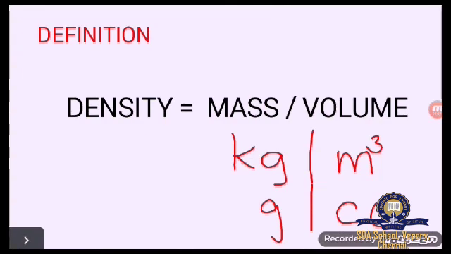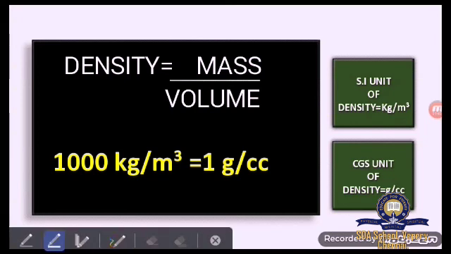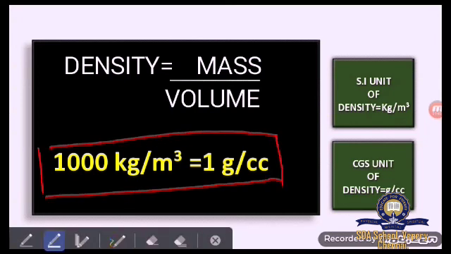Now, we know that SI unit of density is kilogram per meter cube and CGS unit of density is gram per centimeter cube. We have studied the relation between these two. What is that? It is 1000 kilogram per meter cube is equal to 1 gram per centimeter cube. This is very important for you to know, so keep this in mind. 1000 kilogram per meter cube is equal to 1 gram per centimeter cube, right?